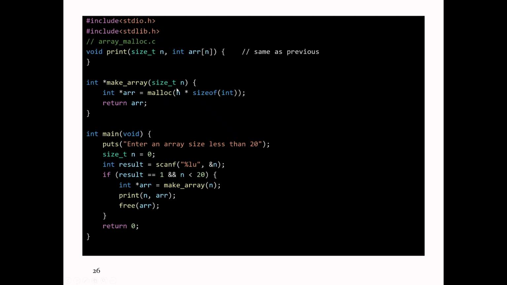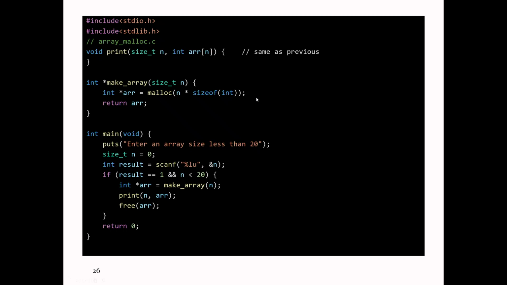So how much memory do I need? I need n times the size of int blocks of memory. Again, malloc works in terms of size of char. Those are the units of memory that malloc works with. So I need n chunks of memory. Each chunk of memory has size of int, so each chunk of memory can hold an int.